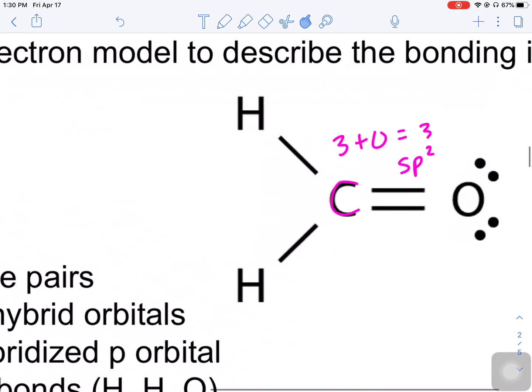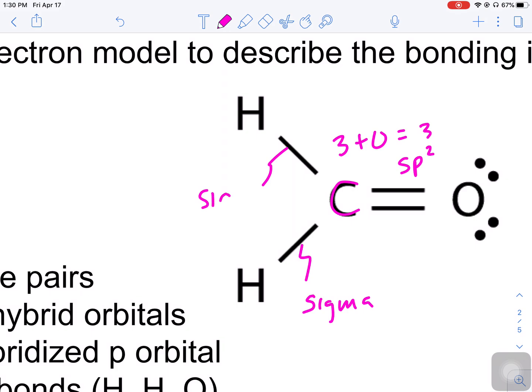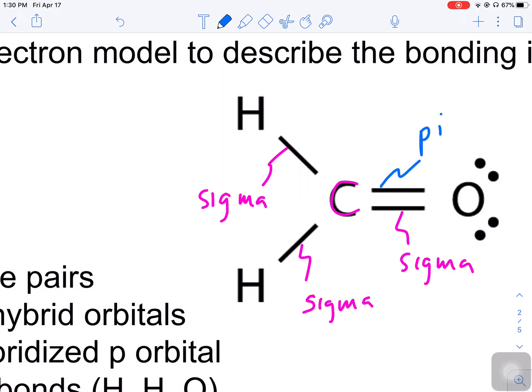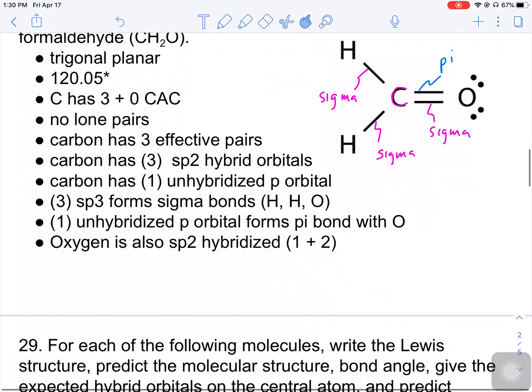And when we look a little bit closer, this is going to be a sigma. This is going to be a sigma. One of these is going to be a sigma, and I'm going to erase up here. And one of these is going to be a pi bond. So we've got 3 sigma bonds and 1 pi bond. Let's just do more examples.